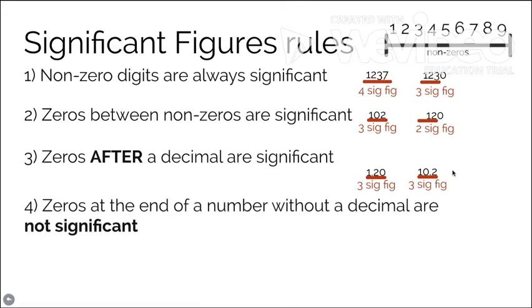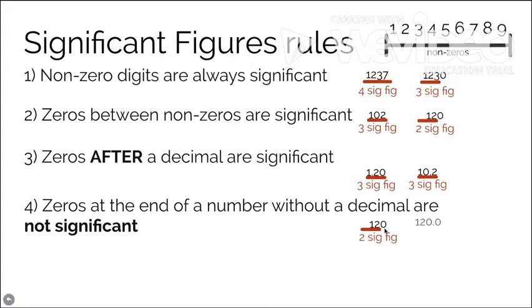Rule number 4 is that the zeros at the end of a number without a decimal are not significant. So if we go back to our example of 120, we see that there's no decimal here, so we just focus on the 1 and the 2. The 0, no decimal, we don't care for it, so we'd count this as being 2 significant figures.